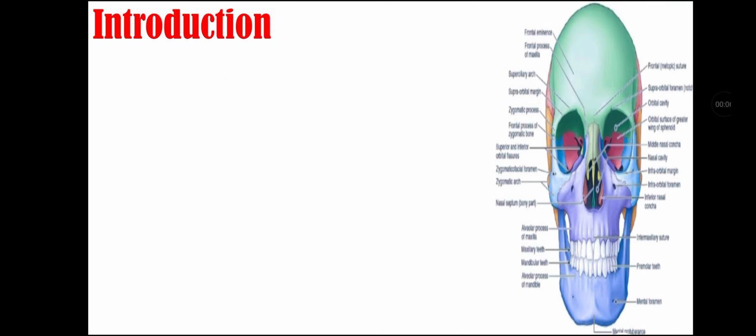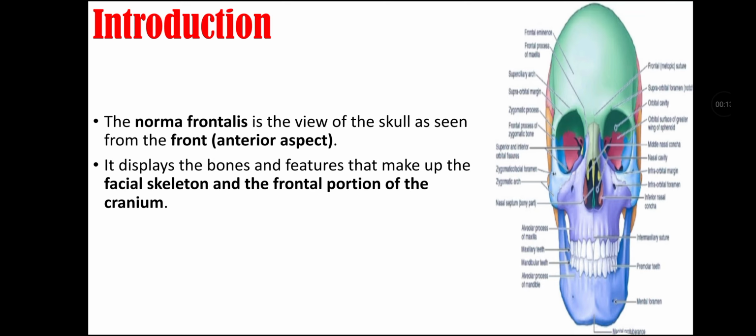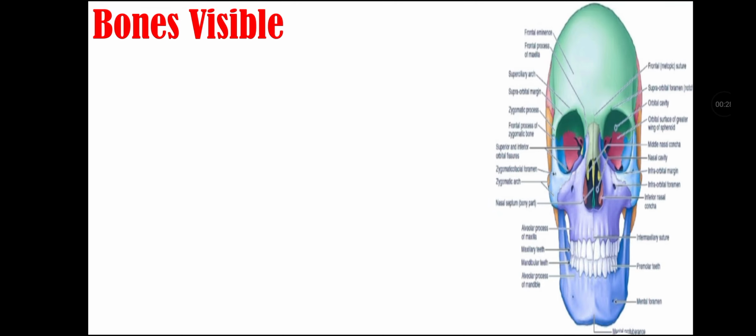So let's start our topic with introduction. Norma frontalis is the view of the skull as seen from the front, or from the anterior aspect. It displays the bones and features that make up the facial skeleton and frontal portion of the cranium. This view is important in anatomy, anthropology, and forensic science for studying facial proportions and identifying cranial landmarks.